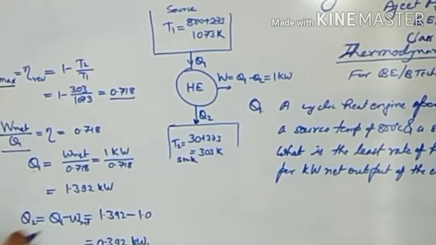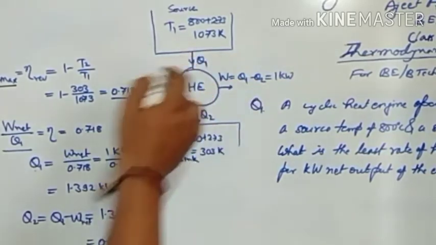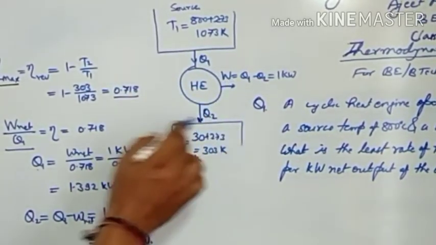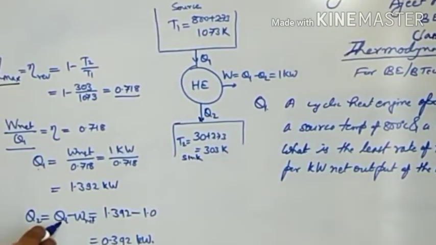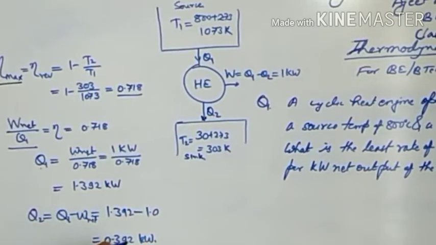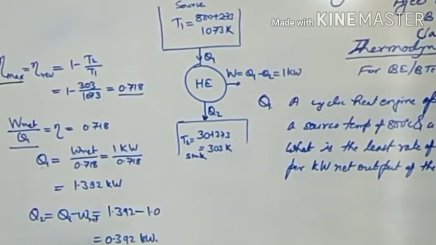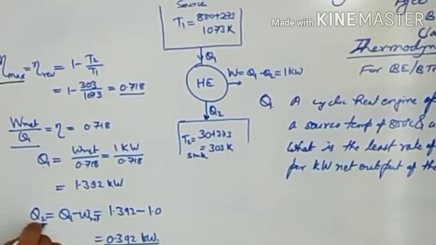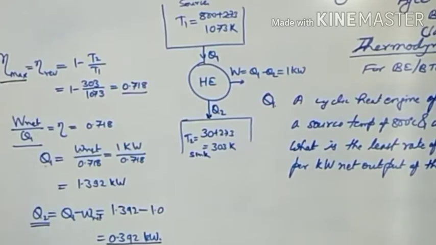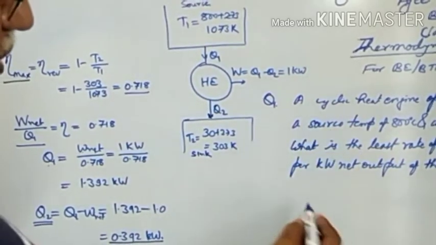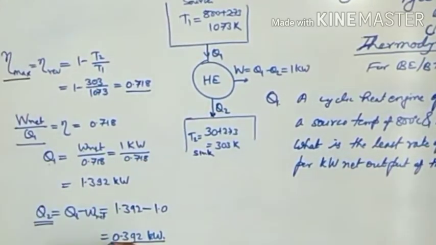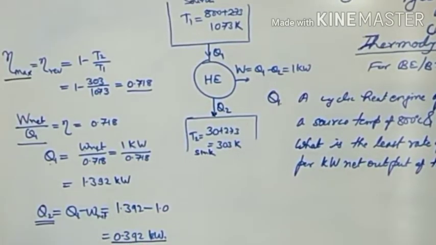1.37392 kilowatt. So from this heat engine, we can find out the Q2 as Q1 minus W is equal to Q2. So Q2 is equal to 1.392 minus 1, that is 0.392 kilowatt. And this amount of heat rejection will be minimum when we had considered this engine as a reversible heat engine. So for this question, you can have that the least rate of heat rejection will be 0.392 kilowatt.